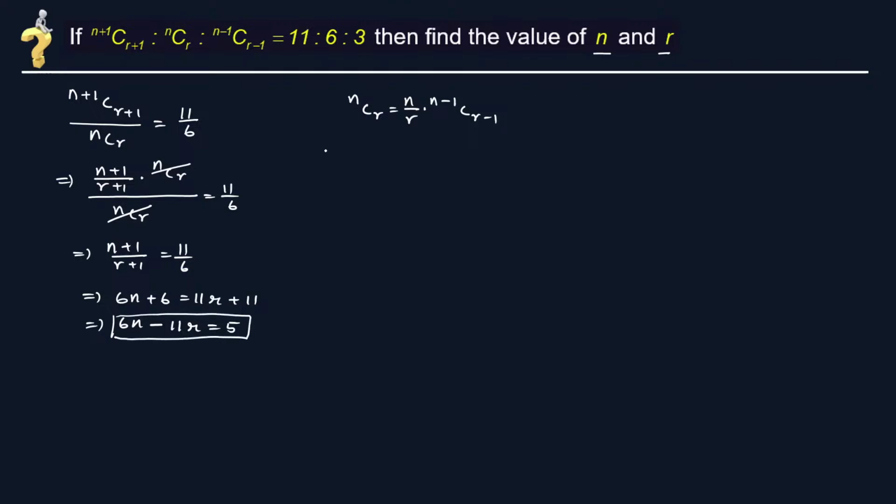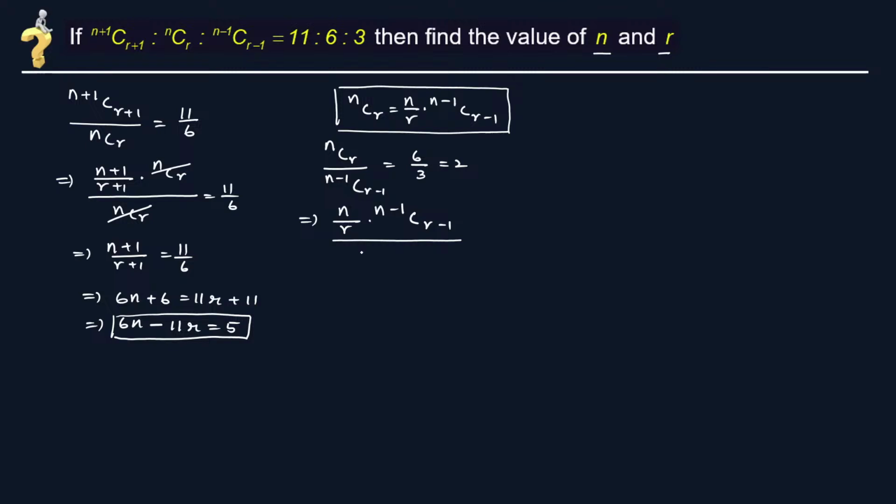Now, the second equation I am forming by using the second part of this ratio, which is 6 over 3, that is 2. Again we use the same property and write nCr as n by r into n minus 1 C r minus 1, divided by n minus 1 C r minus 1, which is equal to 2. So again this goes off, and it is n over r is 2. That gives us n equals 2r.